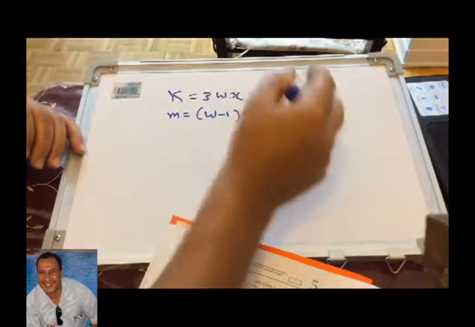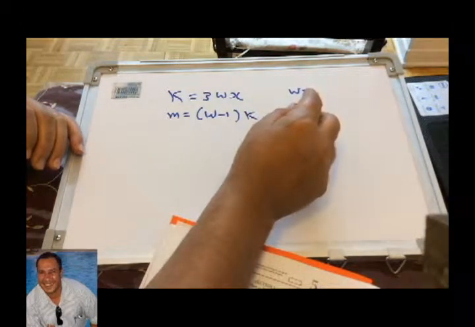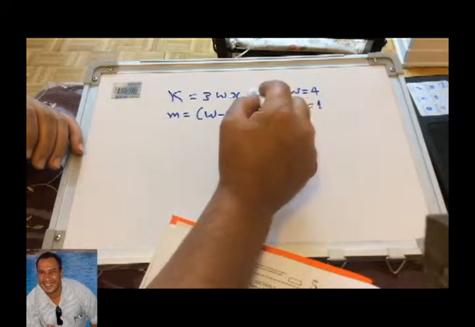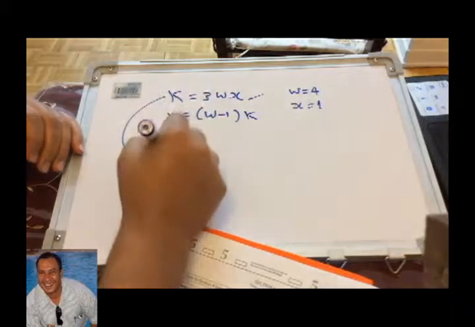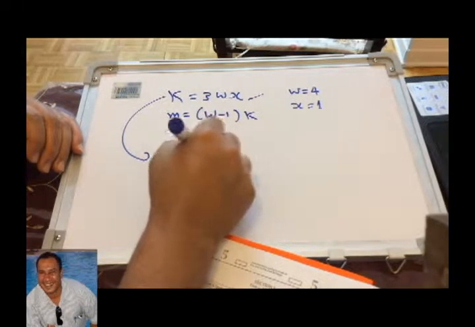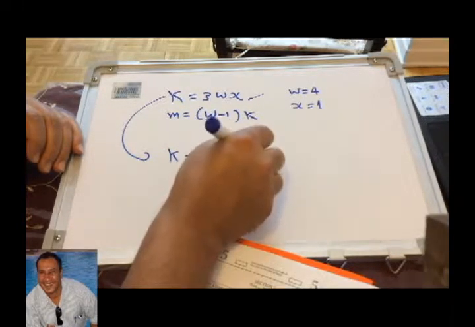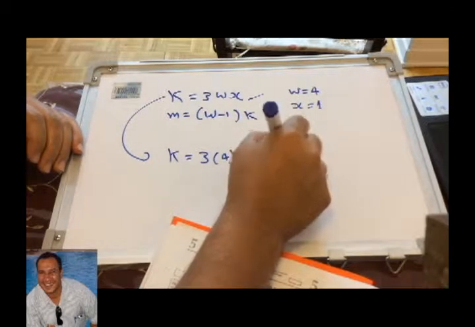Now substitute both the values of w and x in the first equation. So this implies that k equals 3 multiplied by 4 multiplied by 1. This will equal 12.